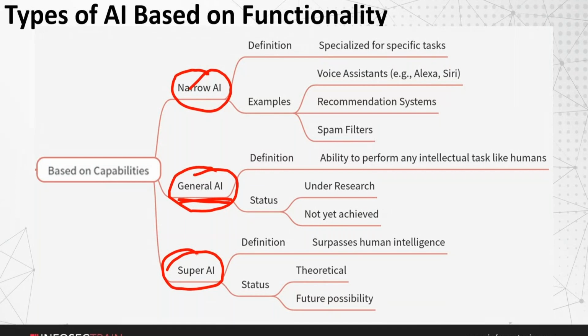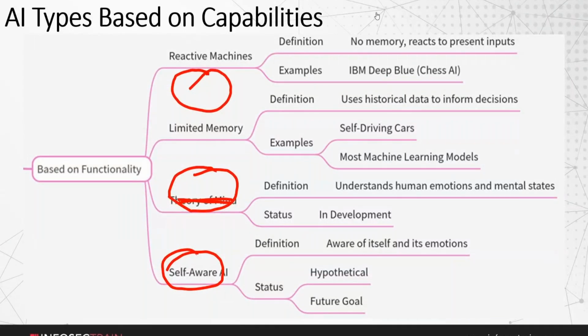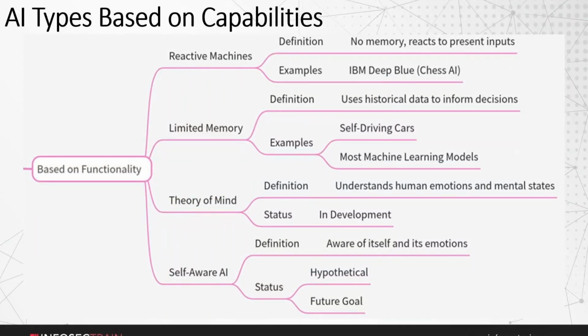Now you can also classify AI based on multiple capabilities. We have reactive machines. What are reactive machines? Based on some rules, they can work. We have a situation, and based on pre-programmed rules they can work. That's called reactive machines.